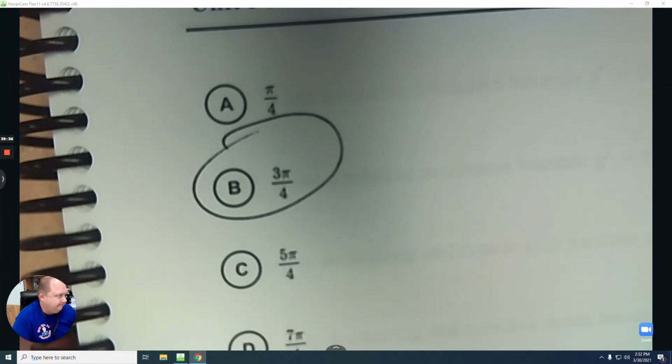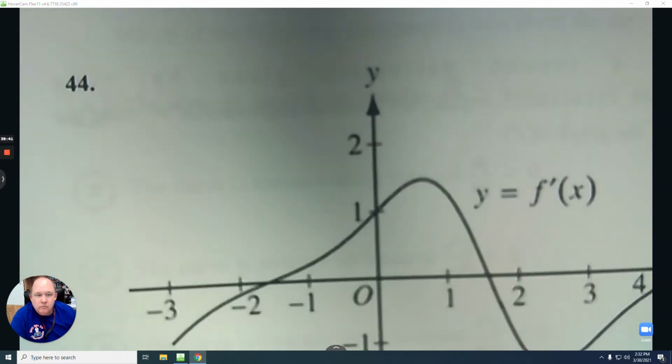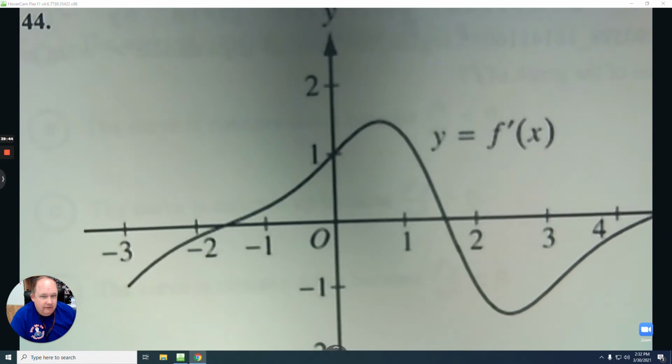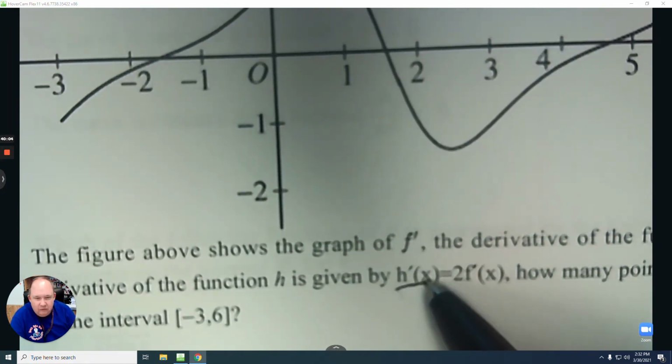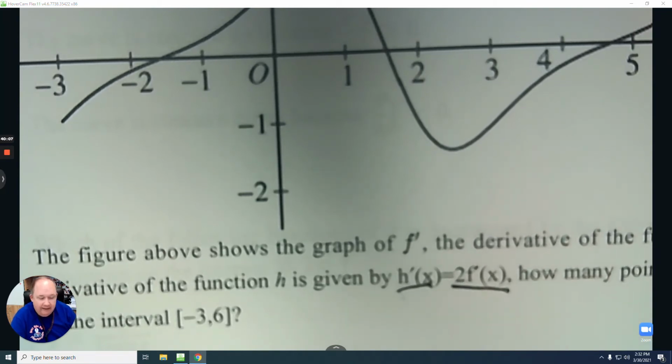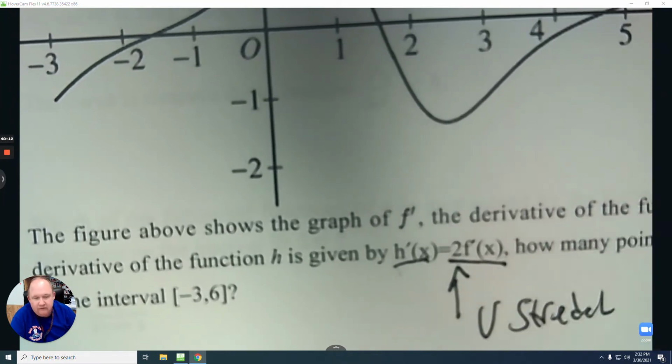Number 44. In question number 44, you're given the first derivative of the function. It says if the derivative of the function h is given there, how many points of inflection does the graph of h have in the interval from 3 to 6? All you're told is that the h derivative is twice that of this one. Multiplying it times 2 creates a vertical stretch. That's all that's happening.